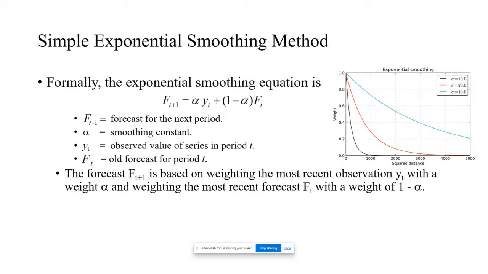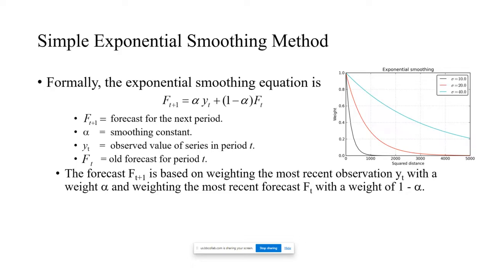Here is the equation then for exponential smoothing. So f_t+1, that's the forecast one period into the future. Alpha is the smoothing constant. Y_t is the current observation. F_t is the current forecast. So we want to take a combination of the smoothing constant, the current observation, and the current forecast to give us a forecast one period into the future.